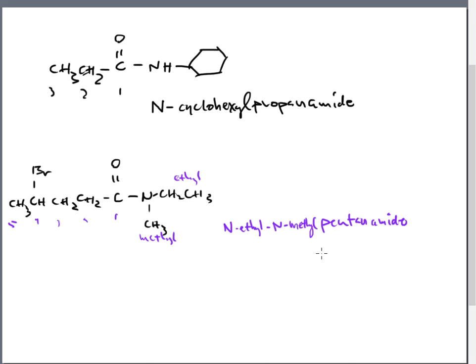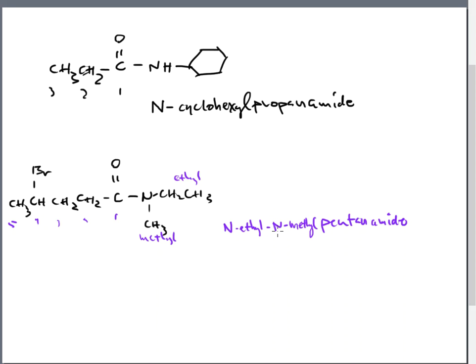Every group needs a number or an identifier. This is no different. The ethyl needed the N in front. The methyl needed an N in front. That way I can convey to you in a name that this ethyl is attached to the nitrogen of the amide. This methyl is attached to the nitrogen of the amide. That has to be clear cut. And that's the way that we ensure that it is.